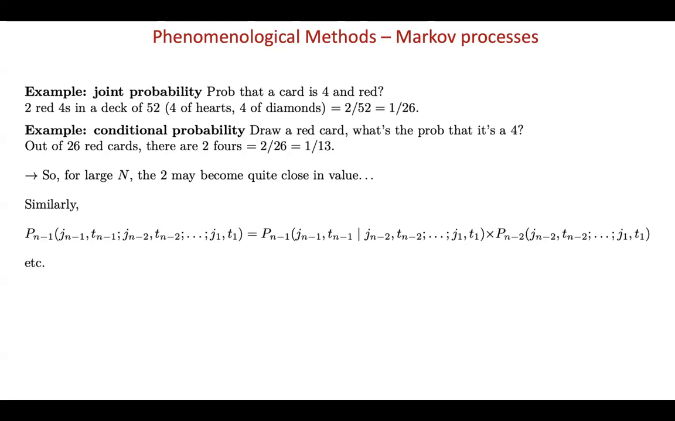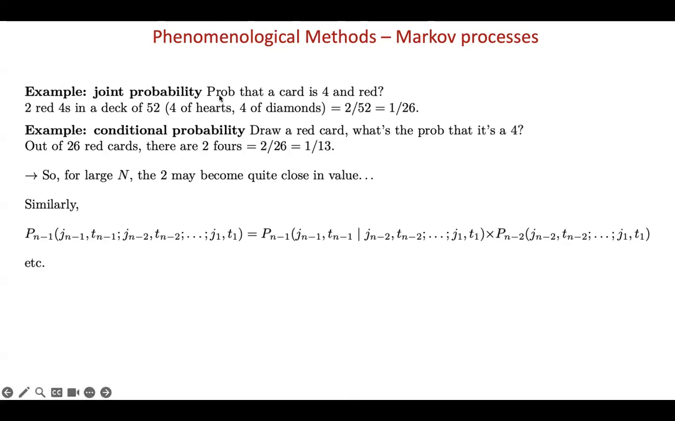So you're drawing a red card. What's the probability that it's a 4? Out of the 26 red cards, there are 2 4s. So you got that. This is now different, 1 over 13. The point is, if n becomes very large, which is the limit in which everything is done, then whether it's a joint probability or a conditional probability, they become almost the same. This is not n large, this is n equal to 52 and 26, so therefore it's quite different.